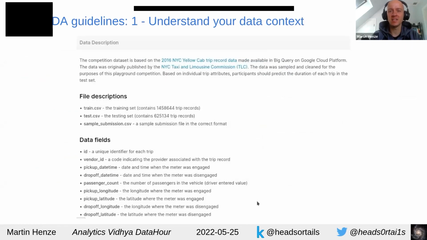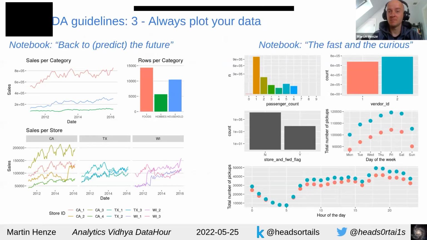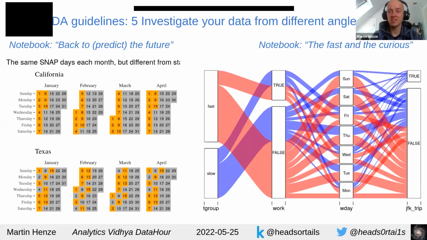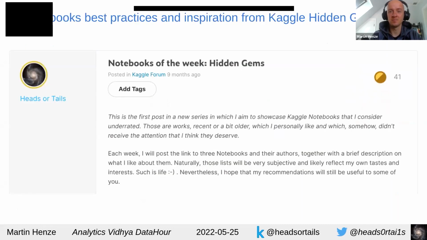Understand the context of your data. Look at your data. Always plot your data. And in these plots, gradually build up complexity to study feature relations. Investigate your data from different angles to do some out-of-the-box thinking and give you different ideas. And always document your thoughts and ideas and everything you find in your analysis.